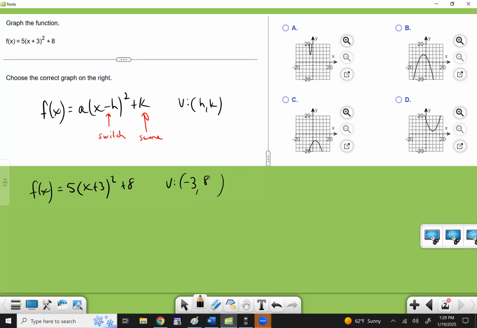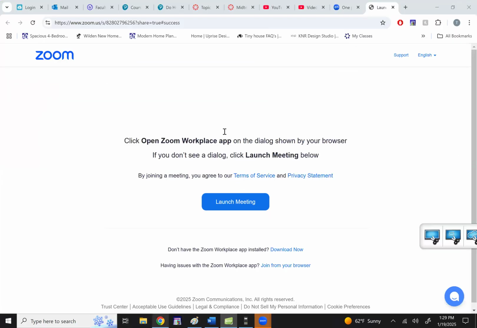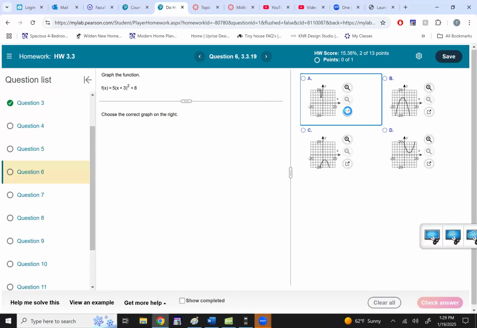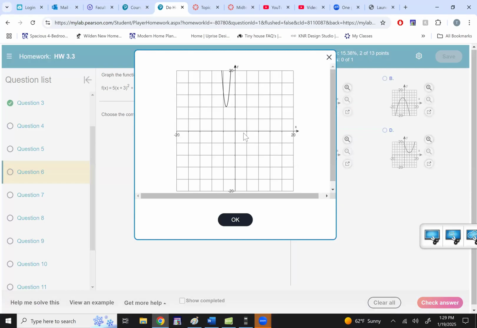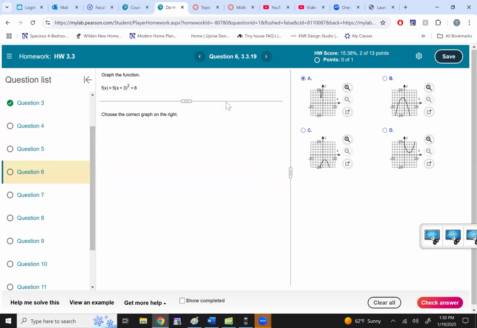So we're going to go over to our pictures over here, and let's try to find one that goes through -3, 8. So let me check out this one. Okay, so let's see. I think they're counting by fours. 4, 8, 12, 16, 20. They are. So -3, that could be -3 if one square is worth 4. And then 8, let's see, 4, 8. Okay, so that one's at least in the right spot. So it could be A, right?